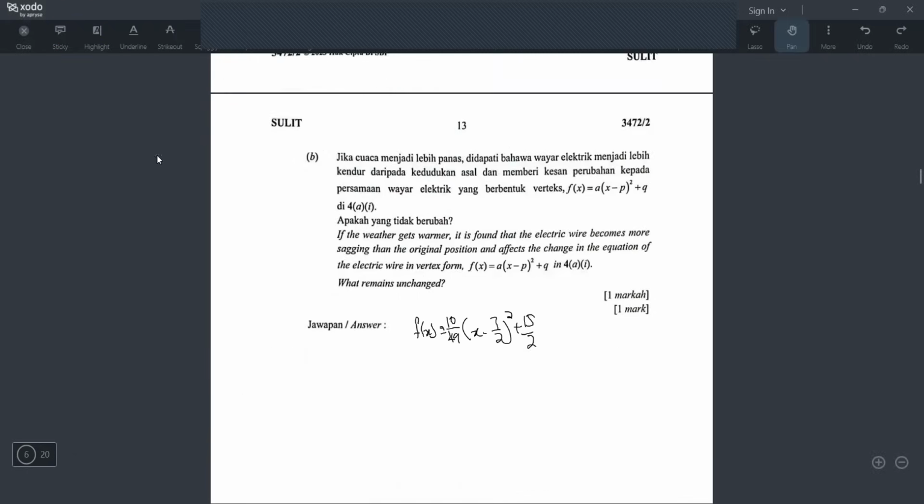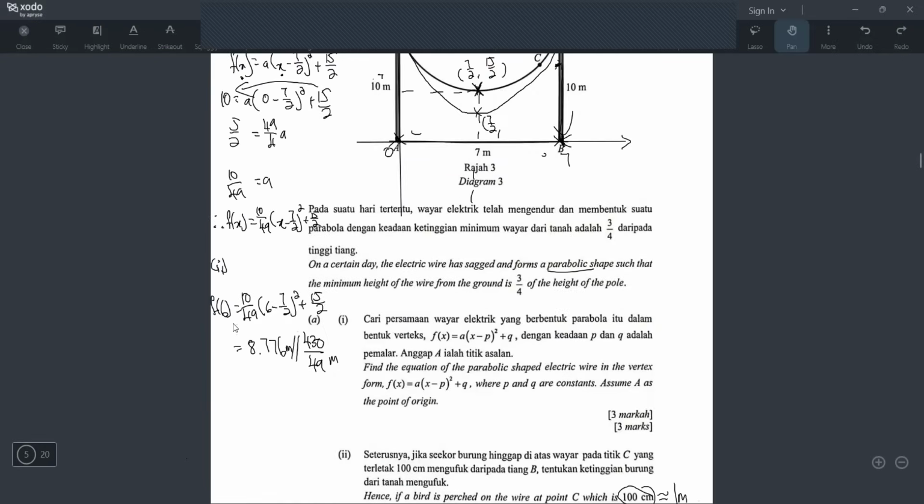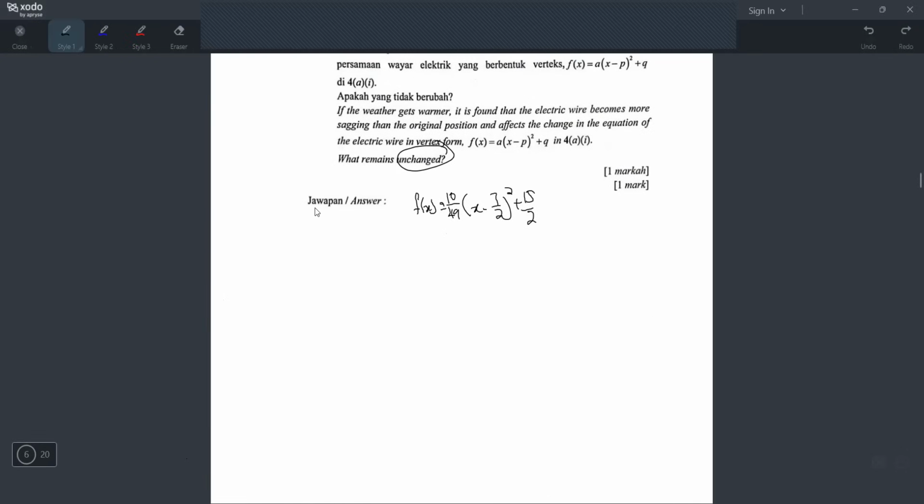So let's think about this. What remains unchanged, right? Unchanged means which one does not change. So you already know which one remains unchanged? The axis of symmetry. Yeah. So we can say that the axis of symmetry remains unchanged, right? And I think you can even write down the axis of symmetry, right? So axis of symmetry remains unchanged, x equals 7 over 2, like that, right?